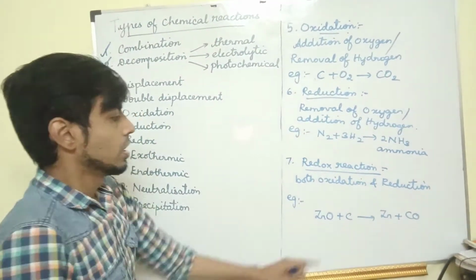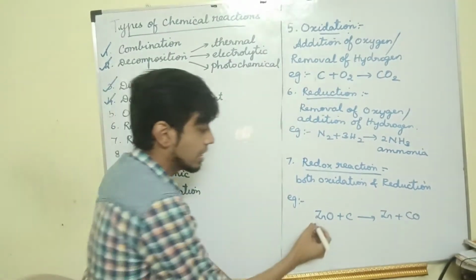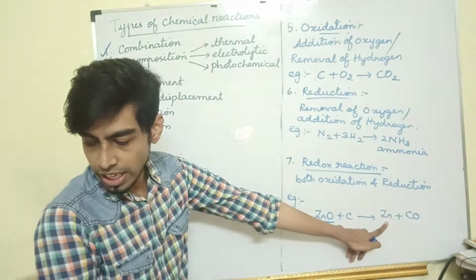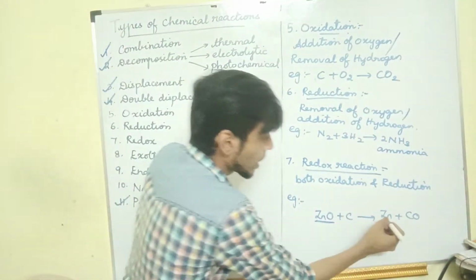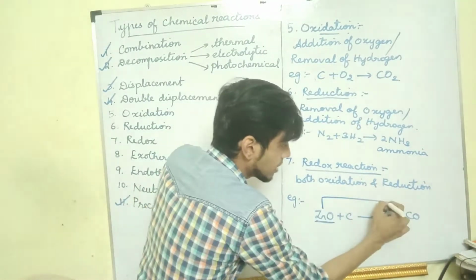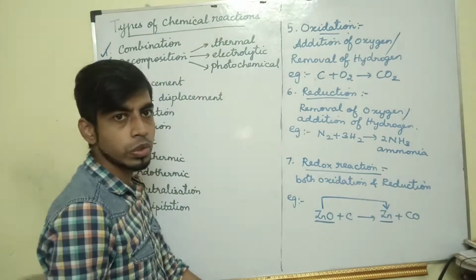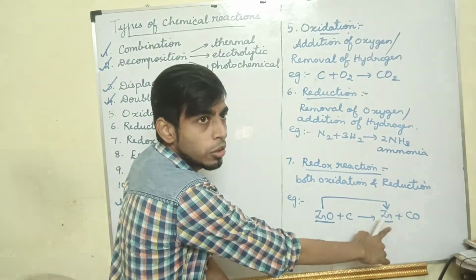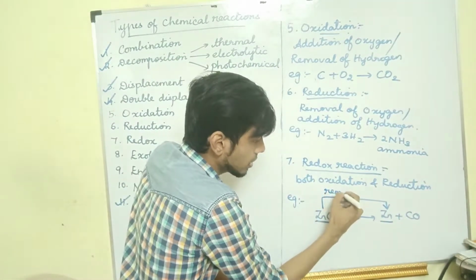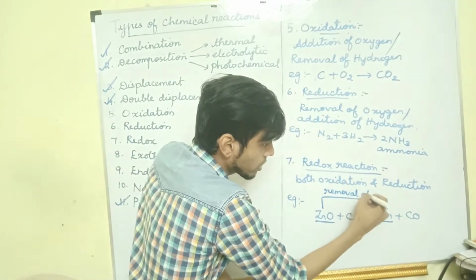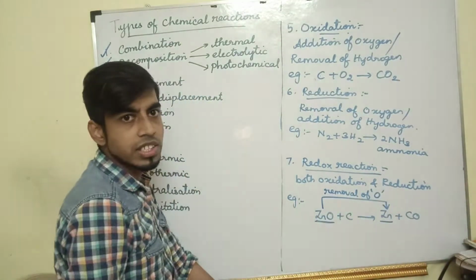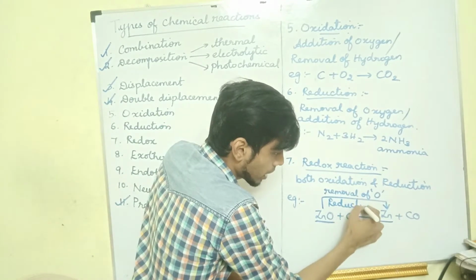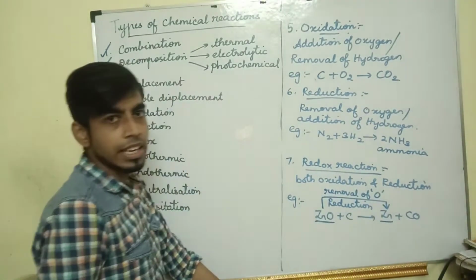Here you see ZnO is on this side, but on this side we have only Zn. So what has happened here? ZnO has changed to Zn. So oxygen is removed here. Yes or no? So here it is removal of oxygen. Removal of oxygen means what? It is reduction.